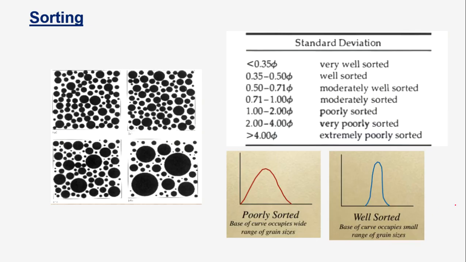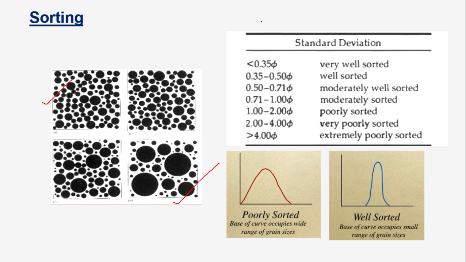The next one is the sorting. The sorting roughly refers to the distribution of the grain size, or we can say it is a measure of the range of the grain size present in a particular rock. For example, in this figure, if all the grains are of similar size, we call it a well sorted rock. And here in this part, all the grains are of different size, some are very large clasts and some are very small fragments, so we call it very poorly sorted.